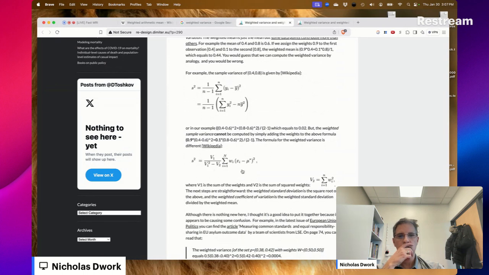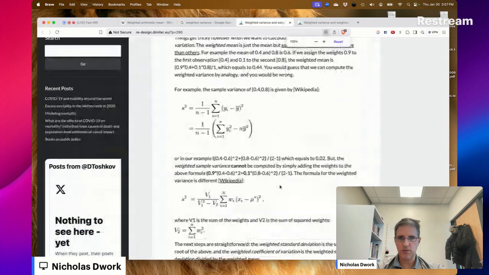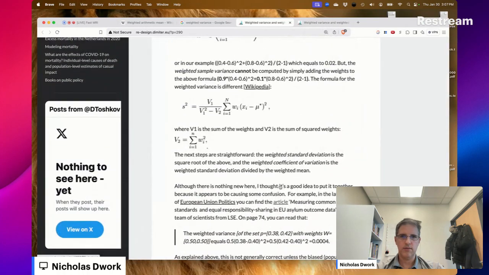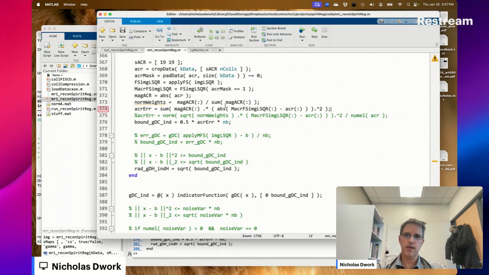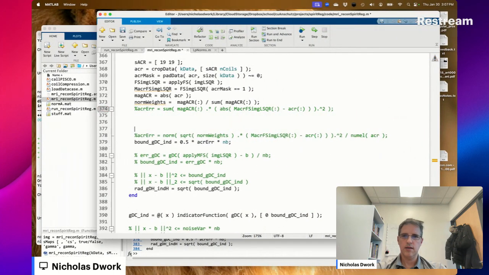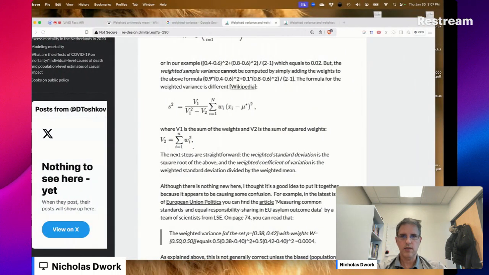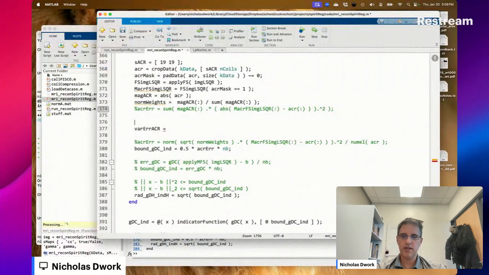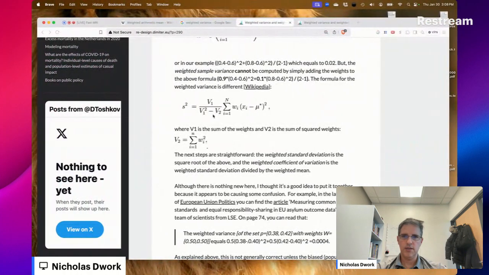Oh, V1 is the sum of the weights and V2 is the sum of the weights squared. Well, that's clearly different than what I was thinking. All right, let's do that. var error ACR is equal to, we're going to call V1 is equal to the sum of the norm weights. That should be 1, right? So it's just going to be 1.